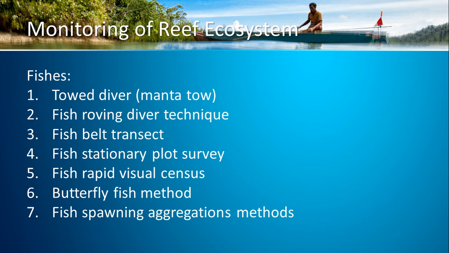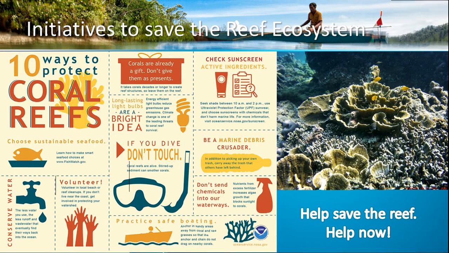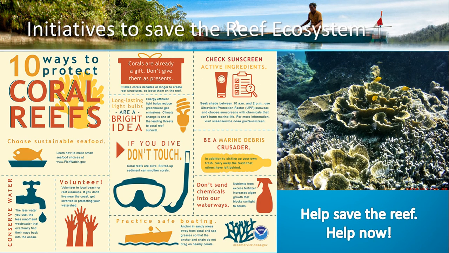Now, knowing the threats, knowing the techniques on how to monitor the reef ecosystem, what are the ways that we can protect the reef ecosystem? Okay, so we've just listed 10 ways to protect the coral reefs according to NOAA. So we have here choose sustainable seafood. We need to make sure that the food that we consume is, aside from healthy, sustainable. Conserve water. The less water you use, the less runoff and wastewater that eventually find their way back into the ocean. Volunteer in local beach or reef cleanups.